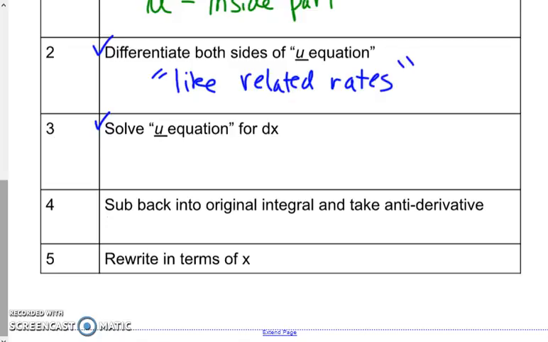When you sub back into the original integral, there's another little step, and that is to get some stuff to cancel. Because at the end of the day, you just want it in terms of u. So before you can take the antiderivative, we need to have only u's and only a du. So you can't have a u and a dx that doesn't match up like that.